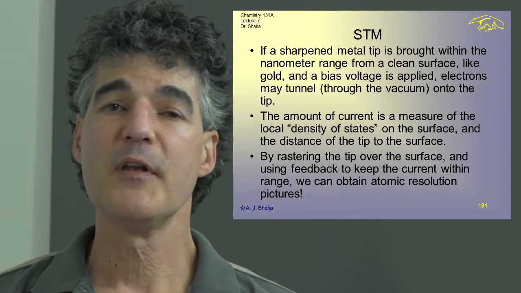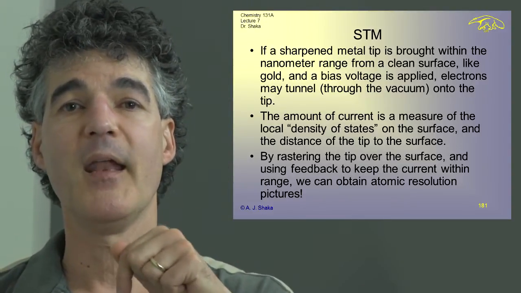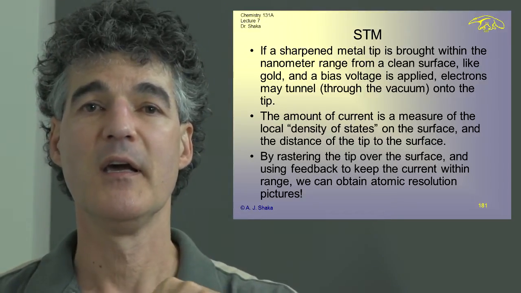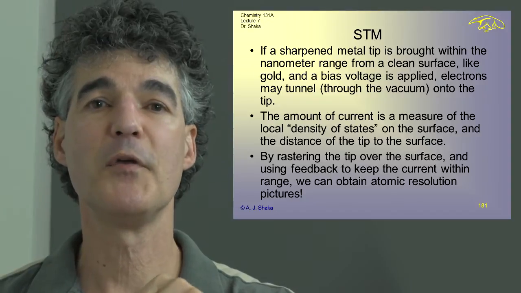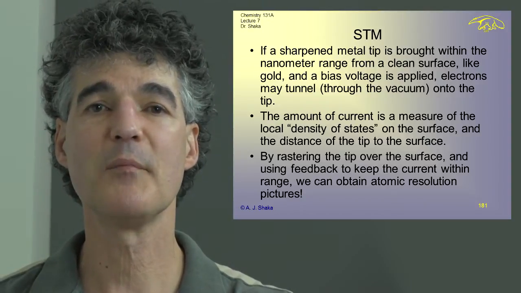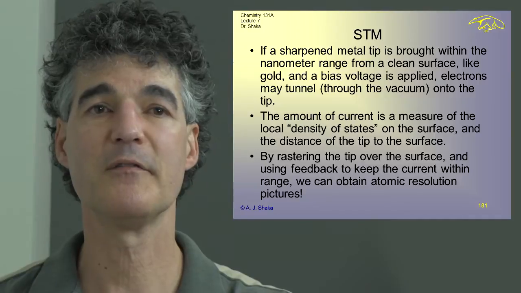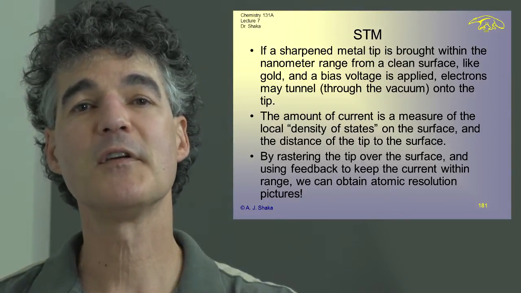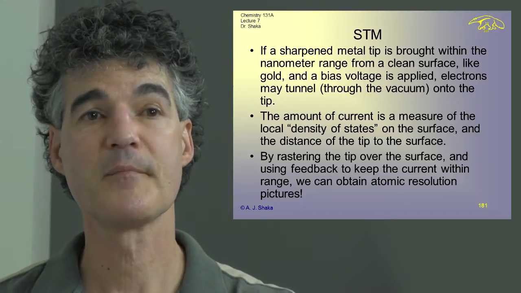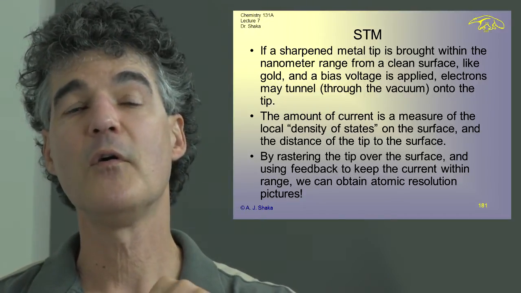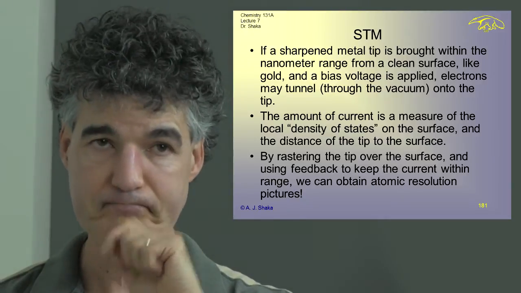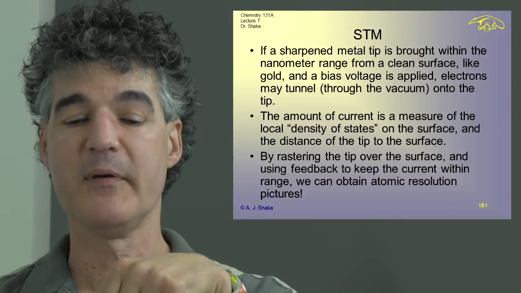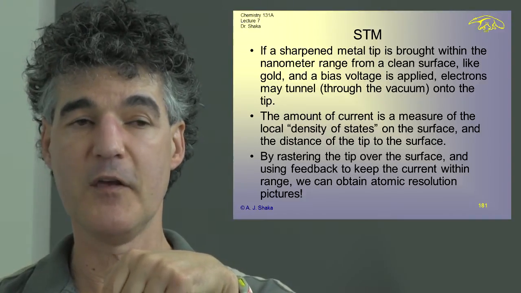If you take a sharpened metal tip, and I mean really as sharp as you can make it, but as we'll see, it may not matter how sharp you make it, because when you look closely, it's going to be extremely sharp no matter what, if you're fairly lucky. And you bring it up to a clean surface, like a gold surface, and you put a voltage on the tip.